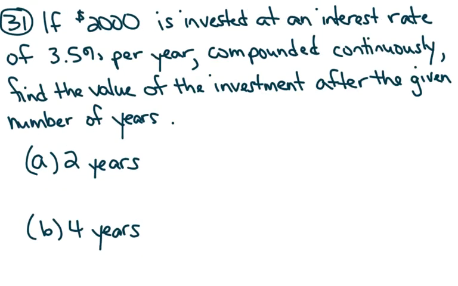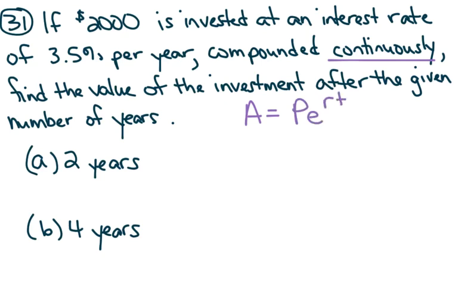Problem 31 from the same section. If $2,000 is invested at an interest rate of 3.5% per year compounded continuously, find the value of the investment after the given number of years. Continuous compounding is A equals Pe raised to the rt.